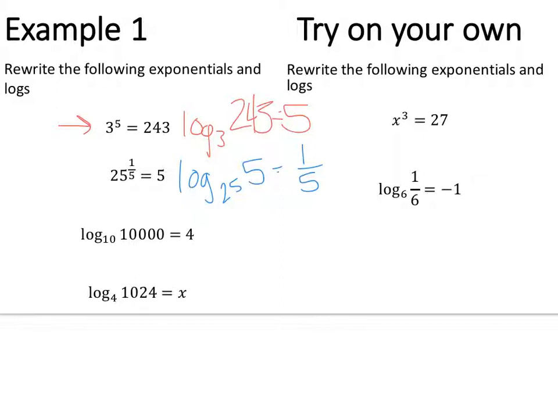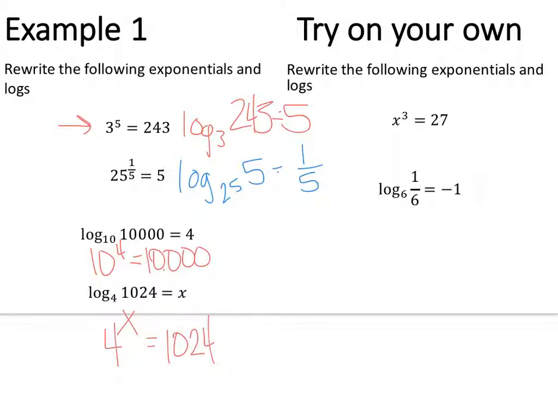To go in the other order, I have a log base 10, which means the base of my exponential will be 10. The input is now 4, and the output is 10,000. For the last one, the base of my exponential is 4, my input is x, and the output is 1024.